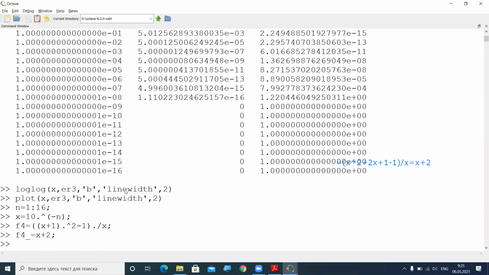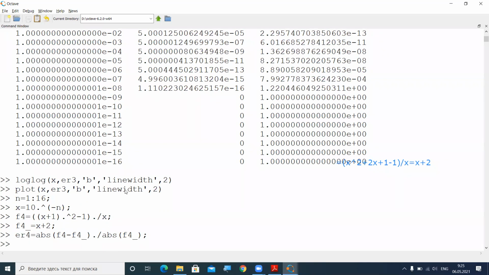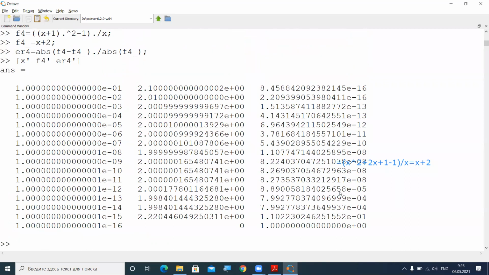And now let's find again the relative error between them. When we reformulate our function, we have relative errors between them. Here f4 corresponding functions, and here error 4. And now let's show the result here, ER4 and F4. Now you can see here the result.